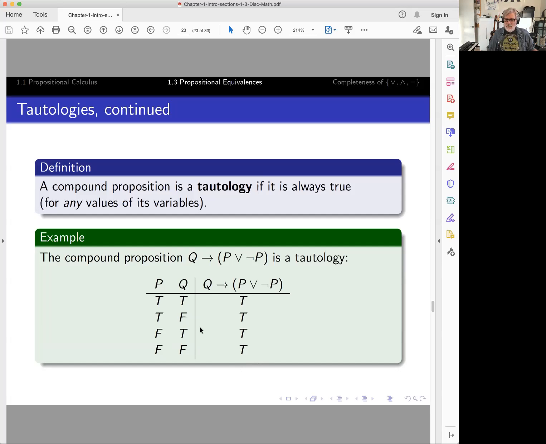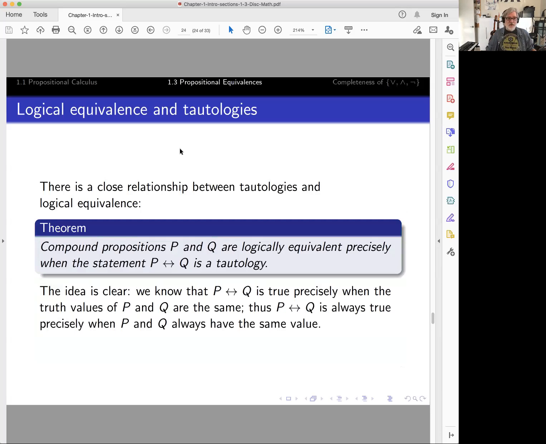So in itself, this looks like a very, very useless thing. But the important thing is that it's the expression that you're looking at. The fact that it's a tautology means something about the connectives and the way they're put together. Okay, so let's try to clarify this. There's a link between logical equivalence and tautologies, which is the following.